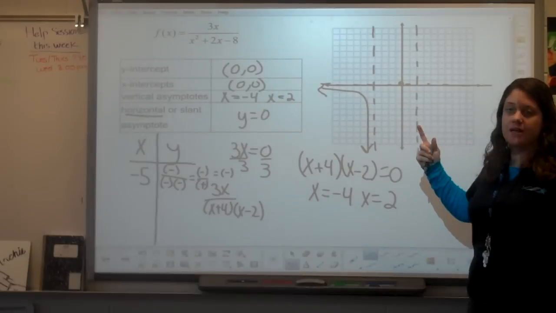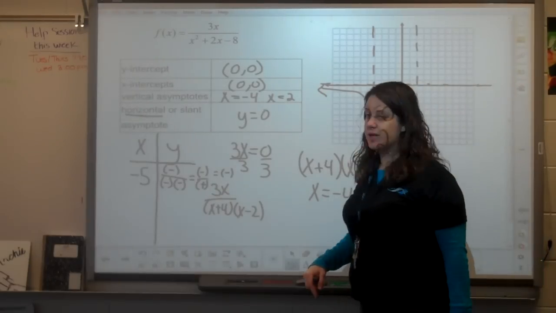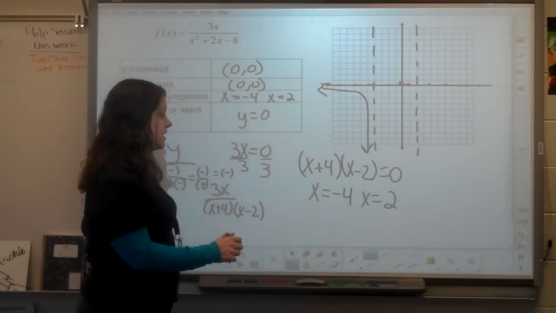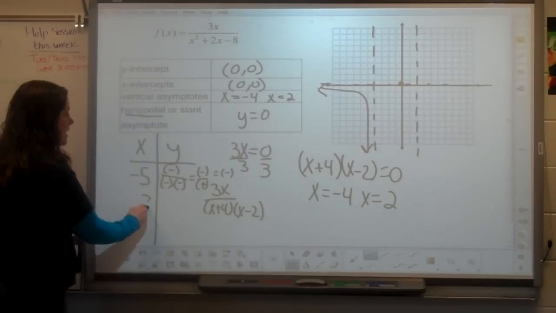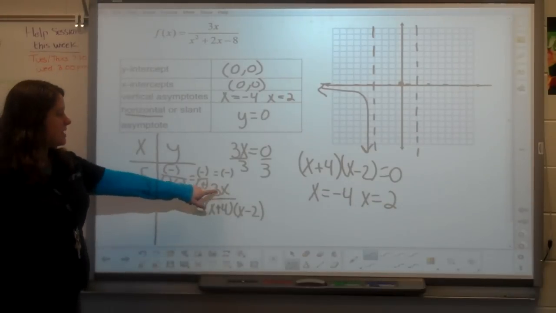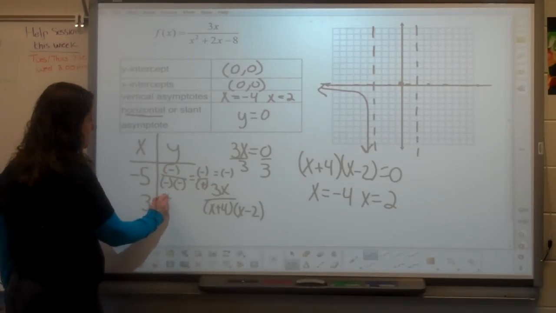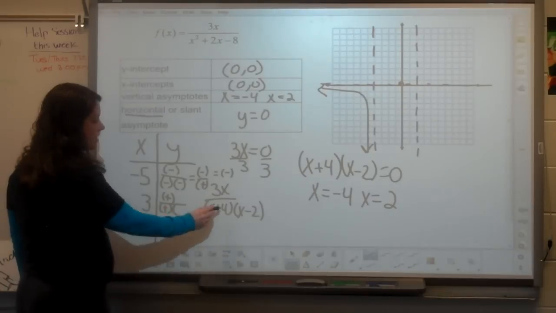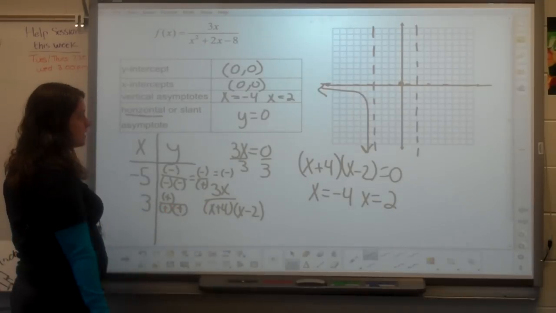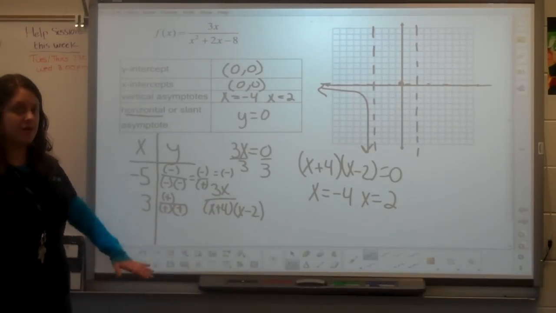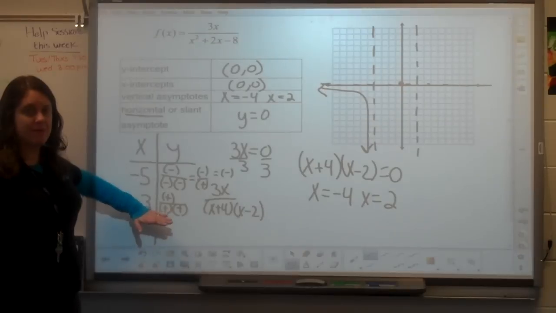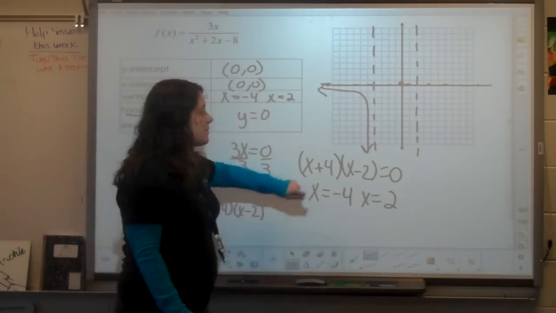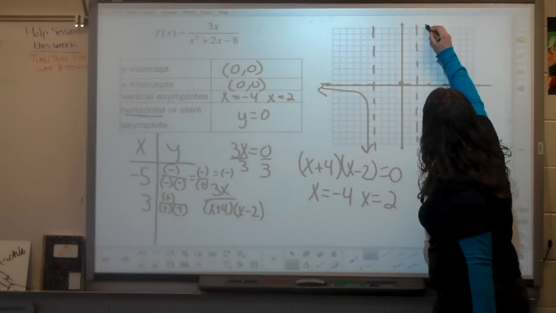So let's pick 3. Okay, so I'm going to plug in 3 so I can see where this is going to live. If I plug in 3, again, I only care about the sign. So 3 times 3 gives me a positive. 3 plus 4 gives me a positive. And 3 minus 2 gives me a positive. So therefore I know in the right neighborhood, he's going to live above the line because I got a positive number when I plugged in 3.